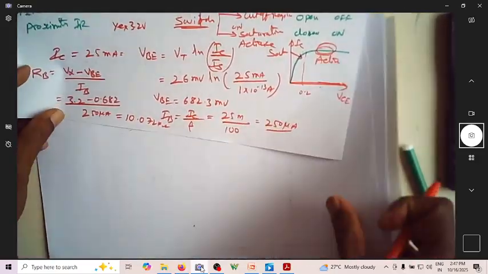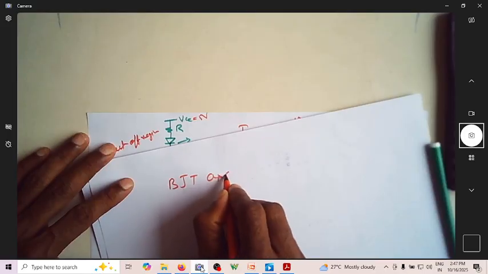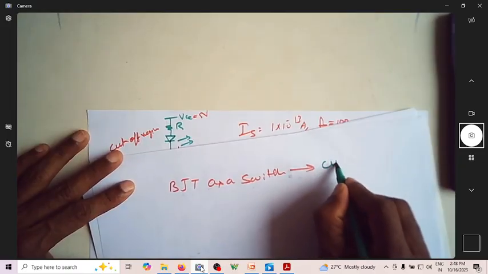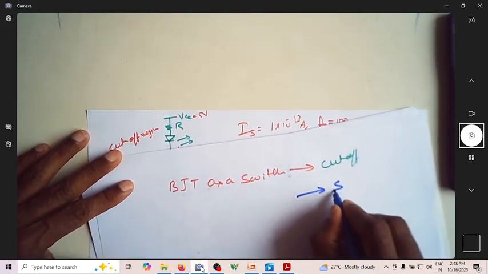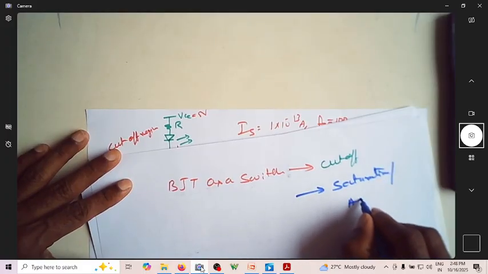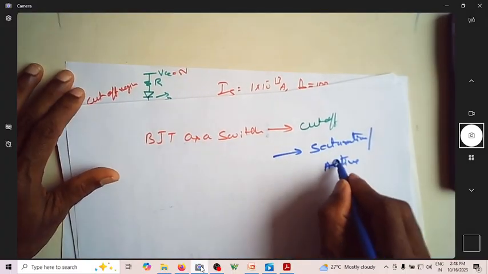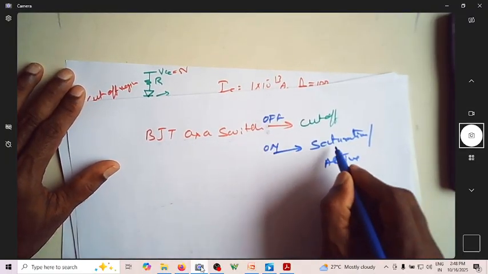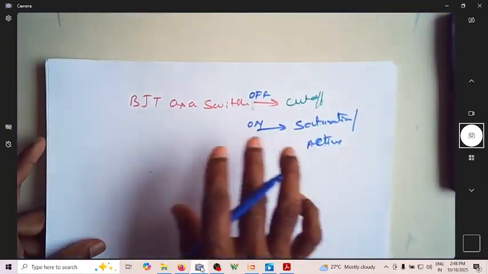So basically, BJT as a switch will operate in cutoff region or saturation or active. Even if it is in active region, BJT is on. So this is active and saturation. This is for off, this is for on. When it is either in saturation or active region, the BJT is on. So this is about BJT as a switch.